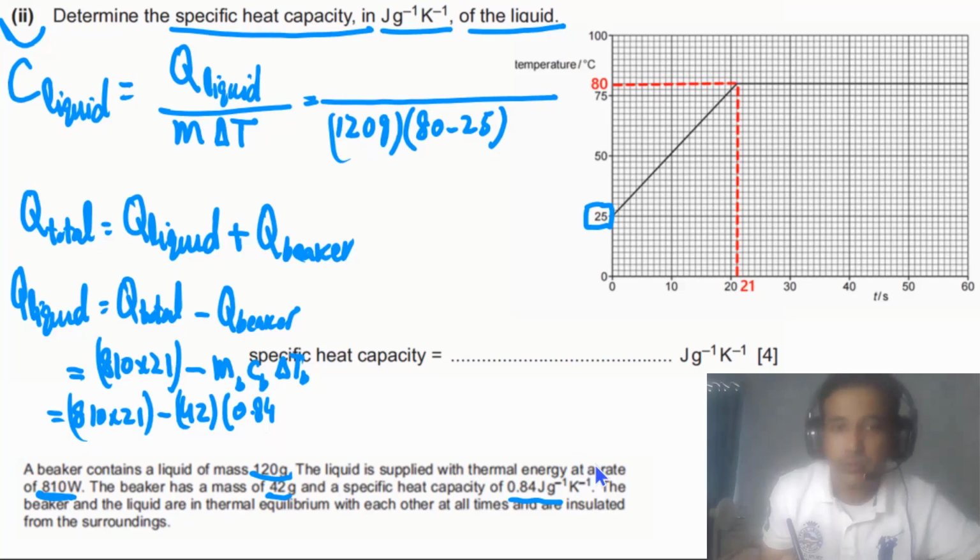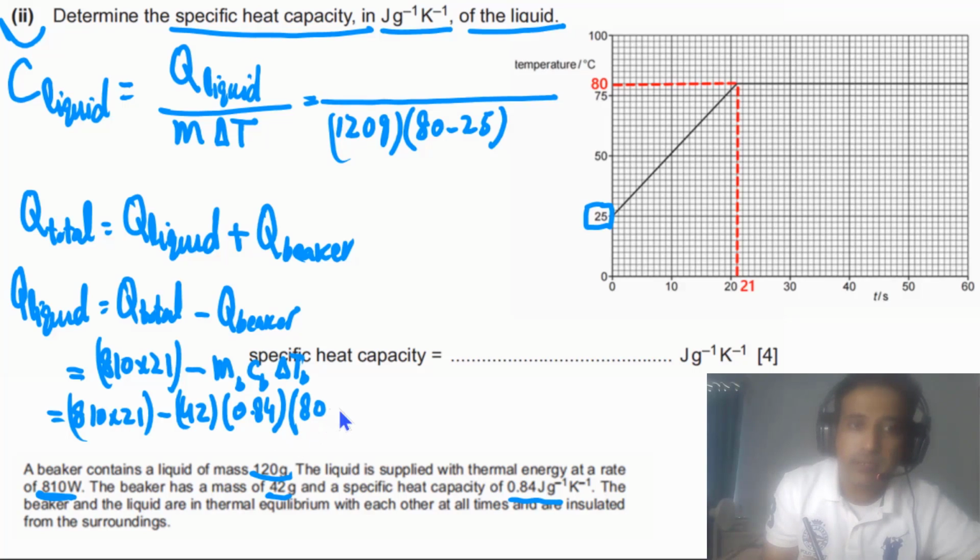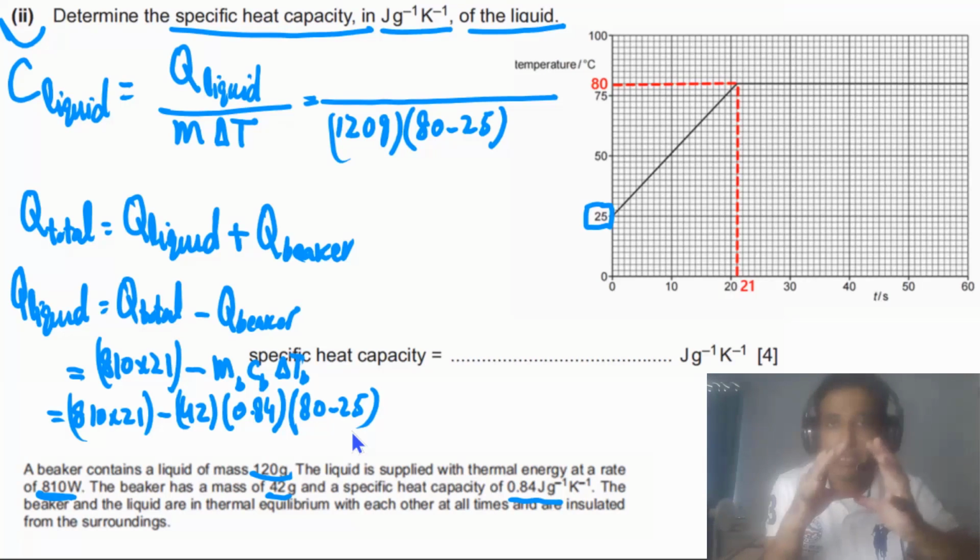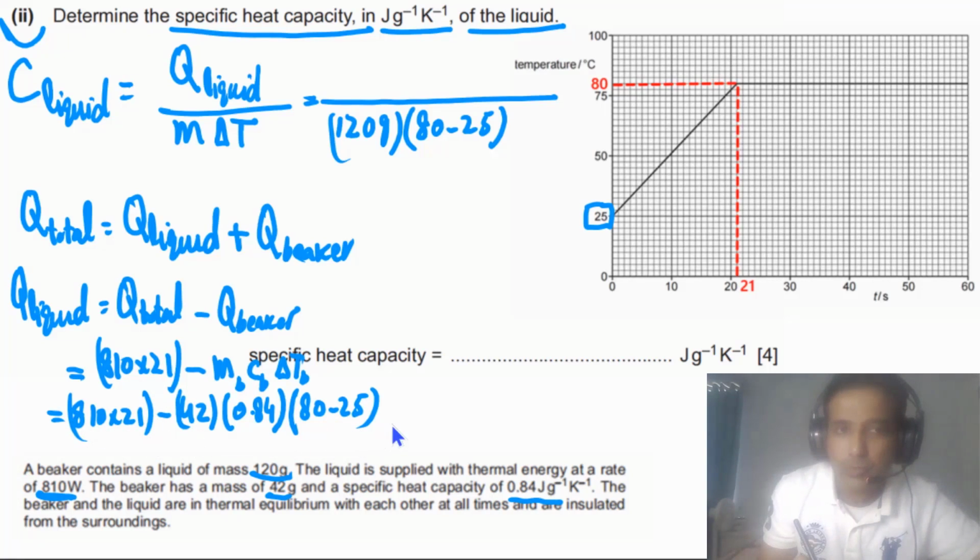Be careful with the unit. This is given in joules per gram per Kelvin, so the mass can be in grams. But if it is in kilograms, you have to convert it into kilograms. And the rise in temperature is 80 minus 25, because the beaker and liquid are in thermal equilibrium, they are at the same temperature. So this is the value of Q supplied to the liquid.